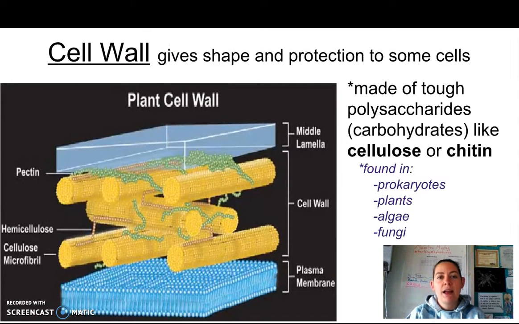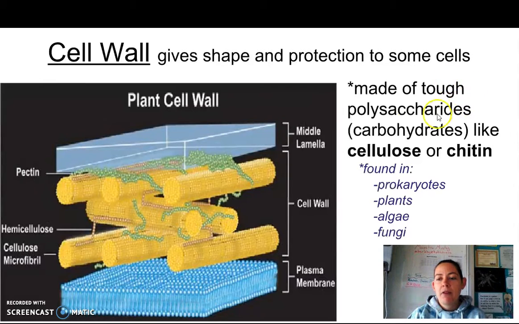Our next structure is the cell wall. And this isn't in all cells, but it's found in both cell types, both prokaryotes and eukaryotes. So some bacteria have them, and then plants, algae, and fungi, which are all eukaryotes, have them as well. Now notice animal cells do not have cell walls, and that allows them to move around a lot more. So cell wall goes on the outside of the cell membrane. Here's the cell membrane and then the cell wall. And this, like I said, gives shape and protection to some of the cells.